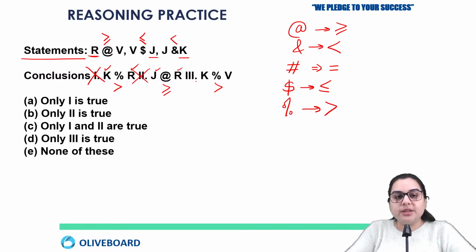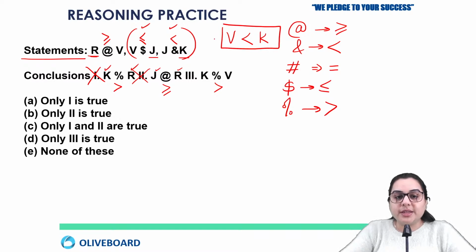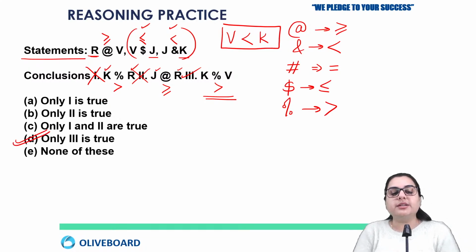And in the third one, he is talking about K and V. So between K and V, if I check these two signs, we are going to take common of these two signs, which will point greater towards K. So K is greater than V. So third conclusion is correct. So the correct answer here is option number D. That is only 3 is true.